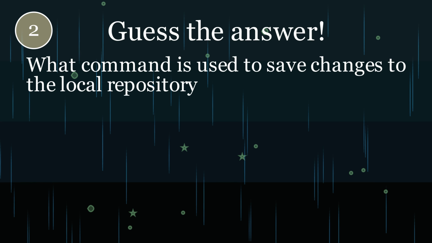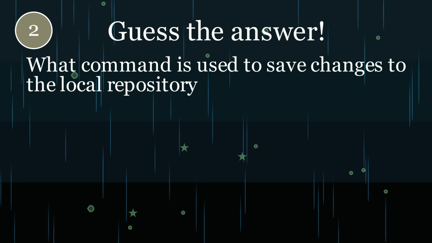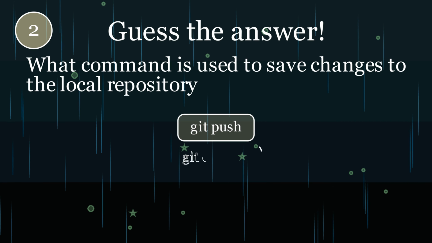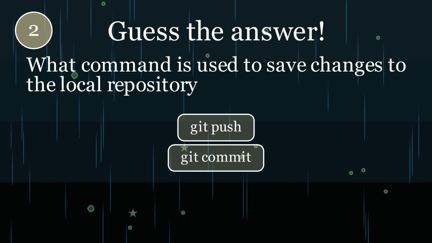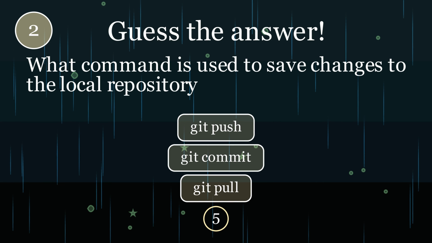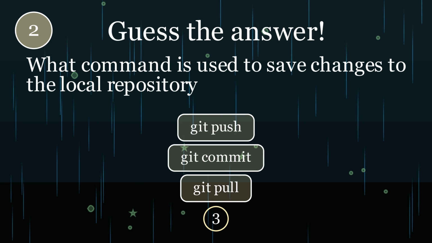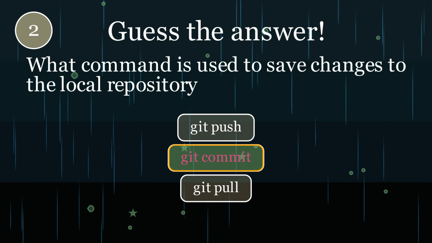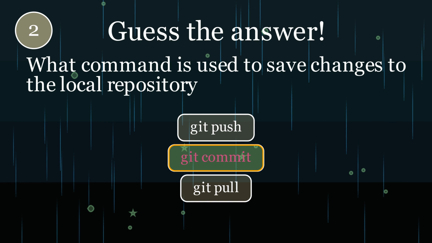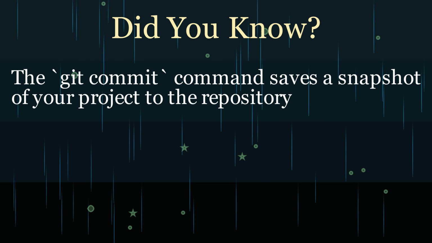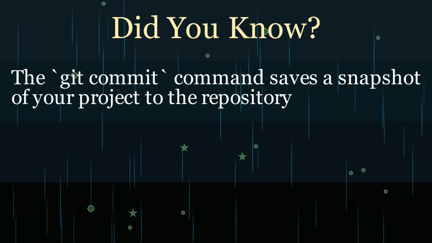What command is used to save changes to the local repository? Git push. Git commit. Git pull. The correct answer is git commit. Let's learn something new. The git commit command saves a snapshot of your project to the repository.